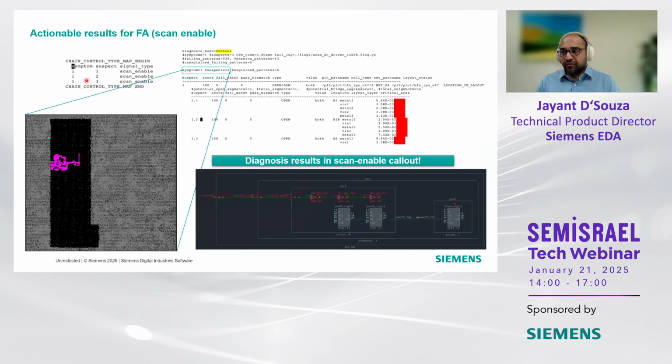For this technique, actionable results for FA look like a very specific set of polygons and layout locations that have to be analyzed further with layout layers, in a very familiar layout-aware diagnosis format. So the diagnosis produces a scan enable callout, which is a very specific set of nets, not the three cells. If FE had looked at the three cells, they might not have found that particular defect area.